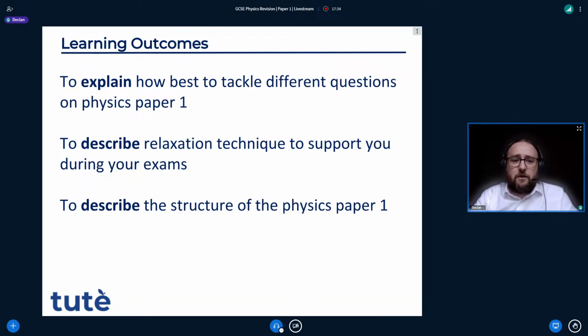Our first one is to explain how to best tackle different questions on physics paper 1. We're then going to describe a relaxation technique or 2 that can support you during your exams. And then we're going to have a look at the structure of the paper, so what you'll be presented with when you get that paper tomorrow.